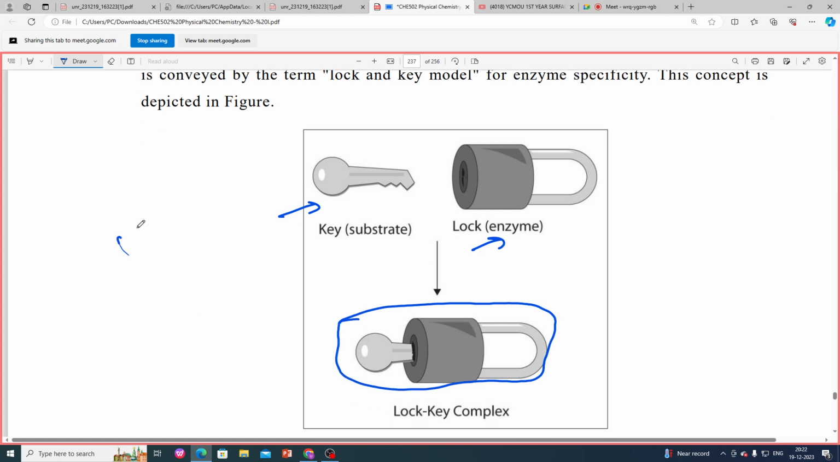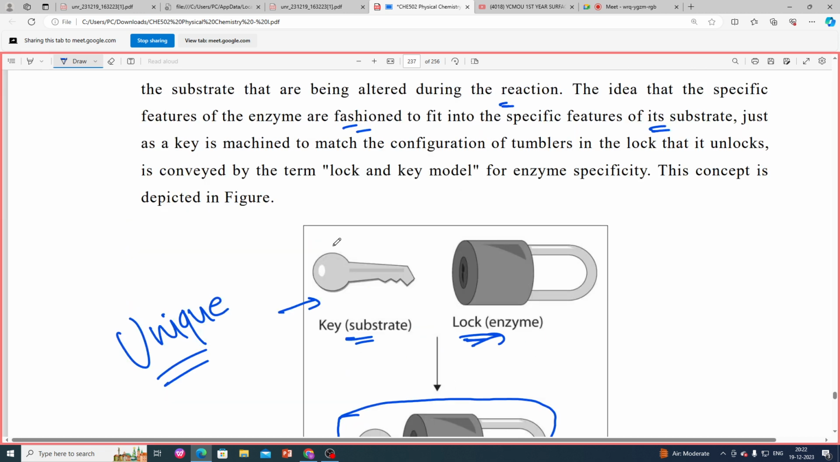ऐसा ये unique model है ना। कौन सी भी चाबी एक specific ताले के लिए specific चाबी रहती है, कौन से ही ताले में कौन सी ही चाबी नहीं लगती। Like that they are specific. तो enzyme रहेगा, उस substrate का specific ही part रहेगा जो इसमें interact कर सकता है। So here is the lock and key complex. So here they can say just as a key is machined to match the configuration of the tumblers in the lock so that it unlocks, yes, it's conveyed by the term lock and key model. Okay, lock and key model हम लोग इसे कह सकते हैं.